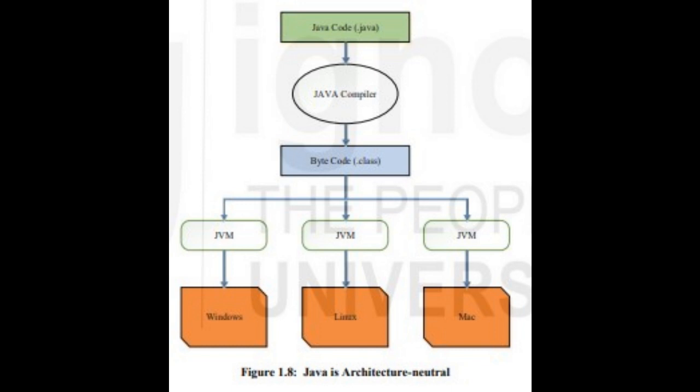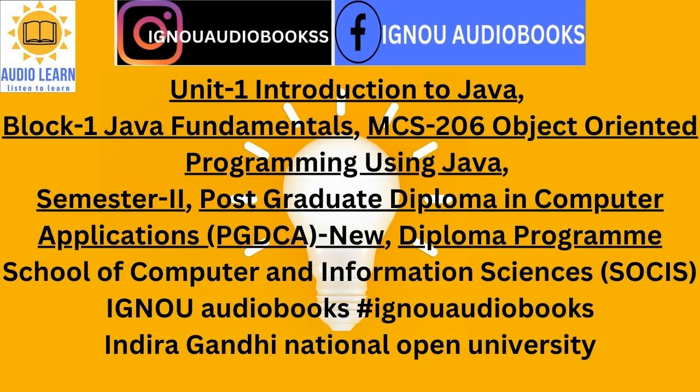Also, it is possible to optimize the code over time. Therefore, we can say that it is a high-performance language. 9. Distributed. Java programming is designed for the distributed environment of the Internet because it handles TCP/IP protocols.